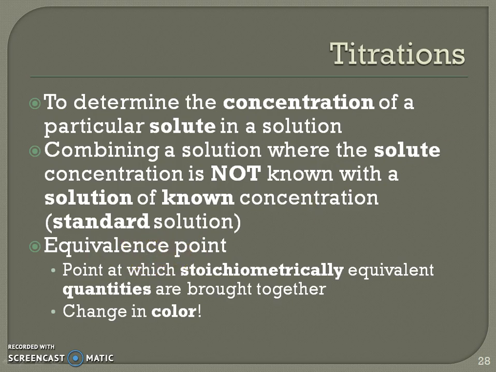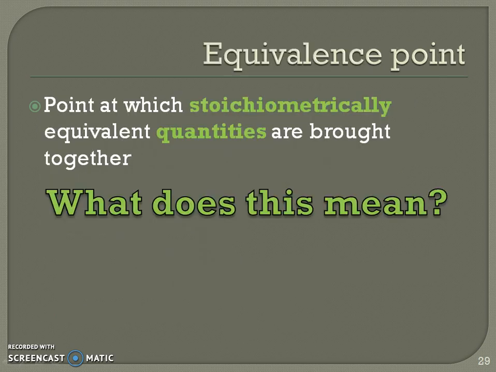And the equivalence point is the stoichiometrically equivalent quantities that are brought together, and that's where that change of color is going to occur. When you're using phenolphthalein as an indicator going from acid to base, it goes from clear to pink, but there's other indicators we're going to talk more about in the future.